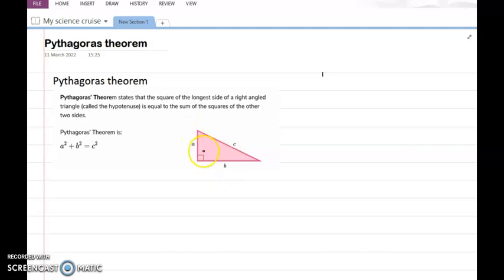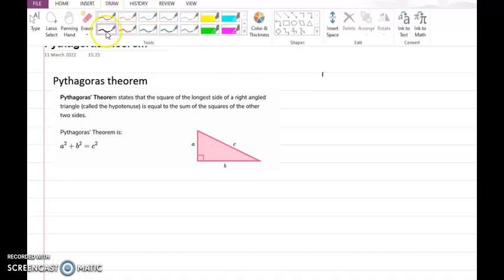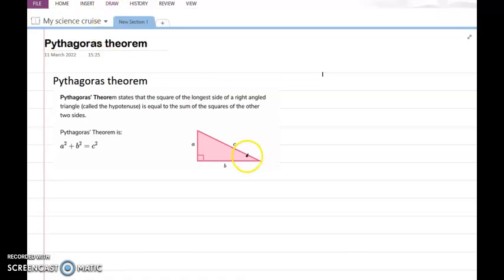So if we consider this triangle, the longest side is C, which is our hypotenuse, and then let angle theta be this angle which I am going to mark. Let this be our angle theta. So A is the opposite side and B is the adjacent side. So in order to find C, we'll say C squared is equal to A squared plus B squared.